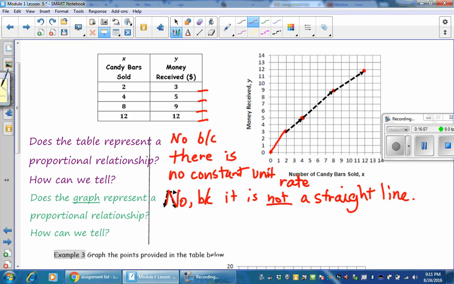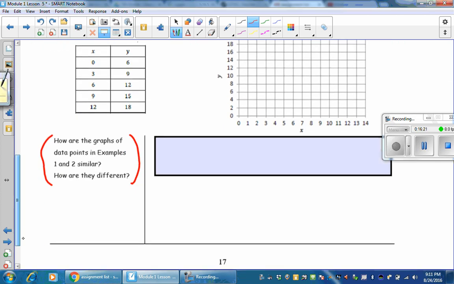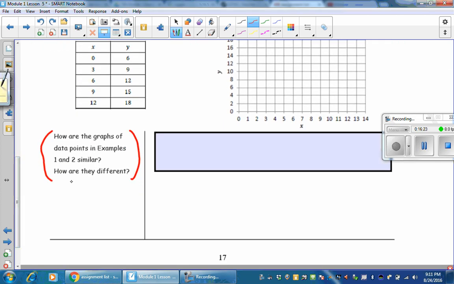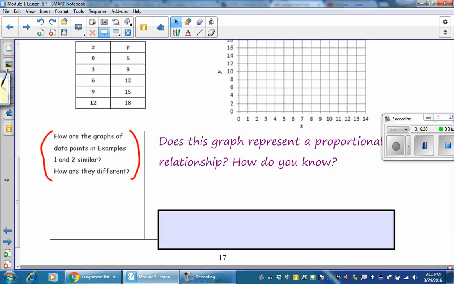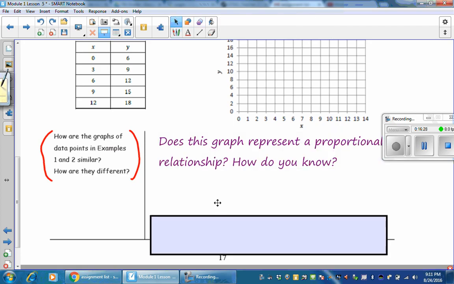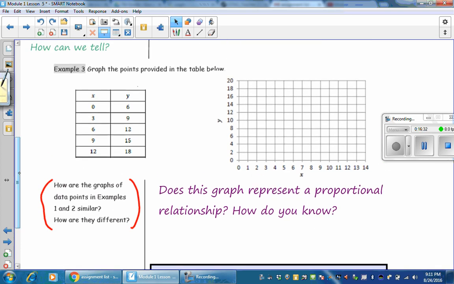So the similarity is that both of the graphs have 0, 0 plotted. But the first graph was a straight line, and the second graph is not a straight line. So that's how they are similar and different. We're not going to write down that answer, just talk about it. So what I do want to answer in this problem is, does this graph represent a proportional relationship, and how do you know? So let's take this data here and let's graph the points.